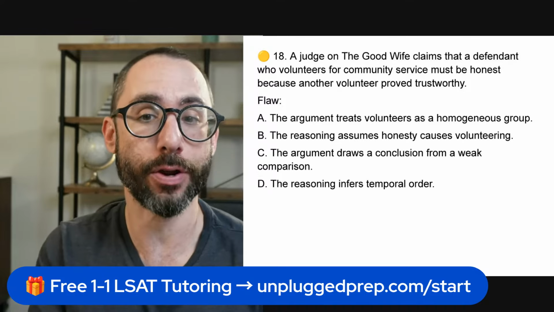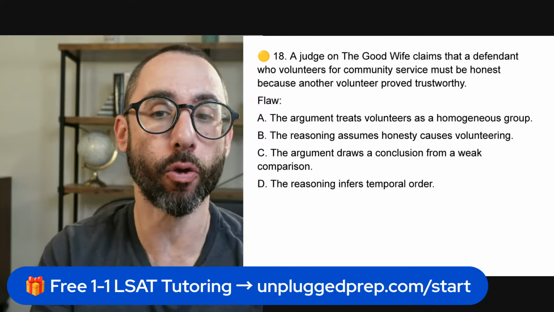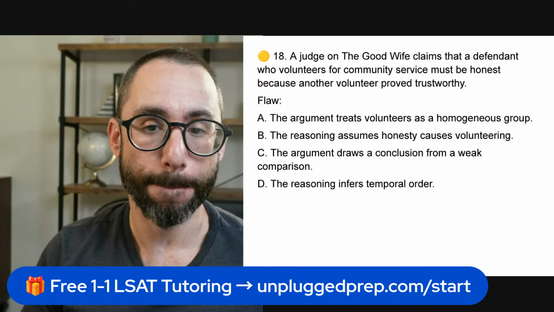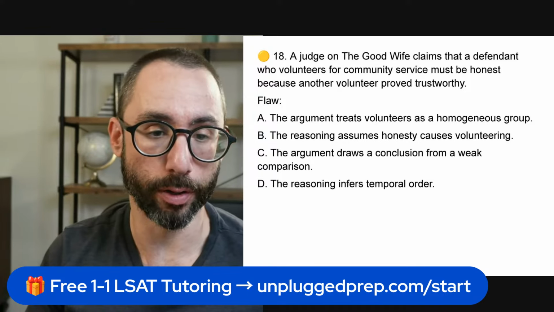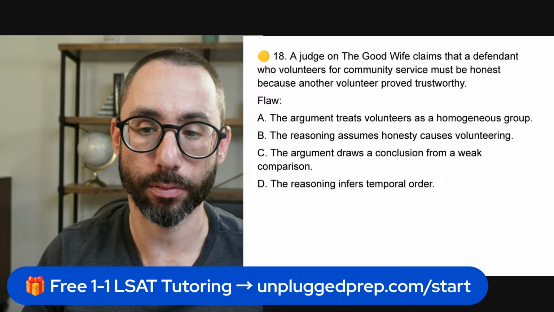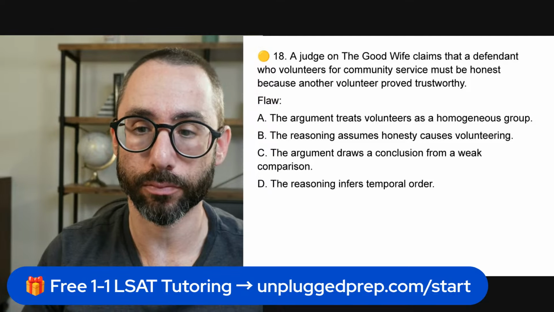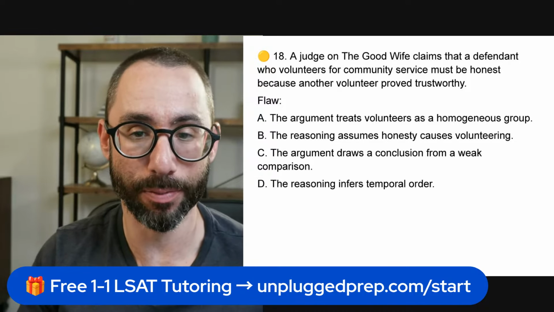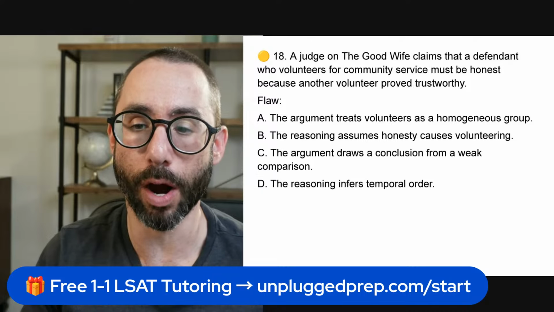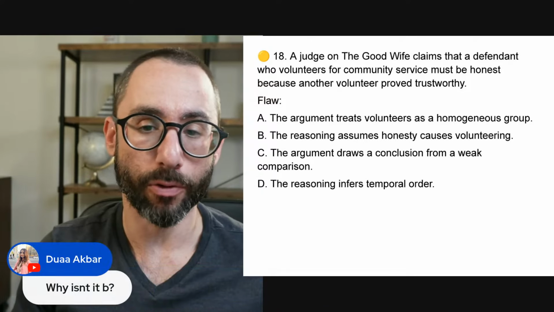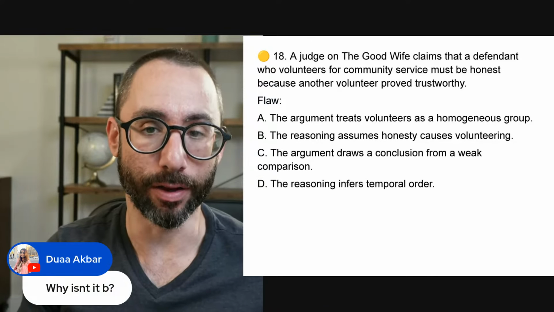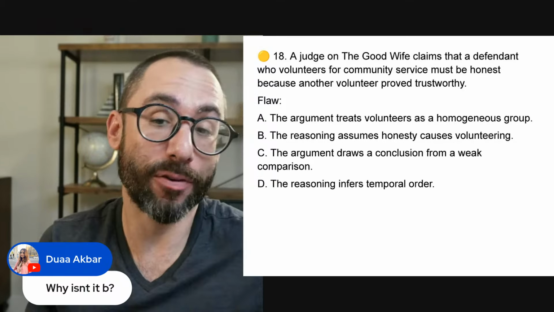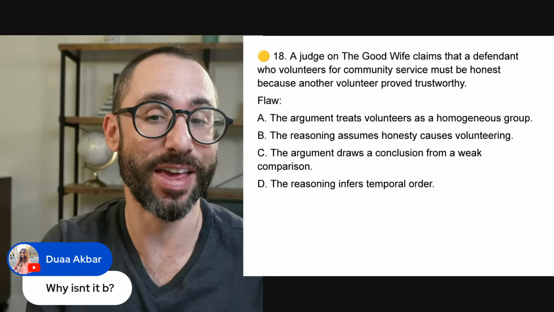So a defendant who volunteers must be honest because another one proved trustworthy. So because the other one was trustworthy, therefore this one must also prove trustworthy. We have a couple folks dropping answers in here, some saying A, some saying C, someone saying why isn't it B? So Dua Akbar says, why isn't it B? Why doesn't honesty cause volunteering? Well, of course it would be bad for them to assume that honesty caused volunteering, but they're not saying that in this argument.